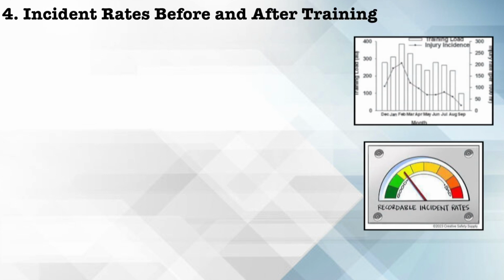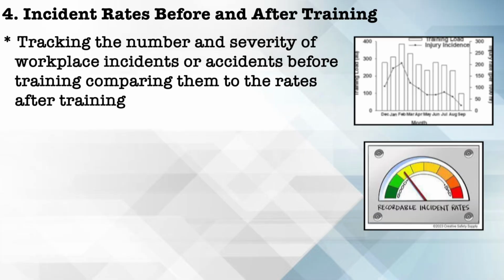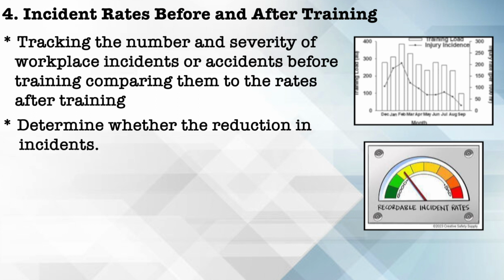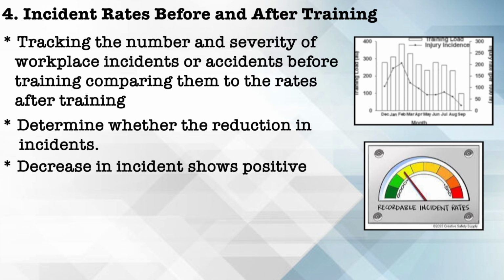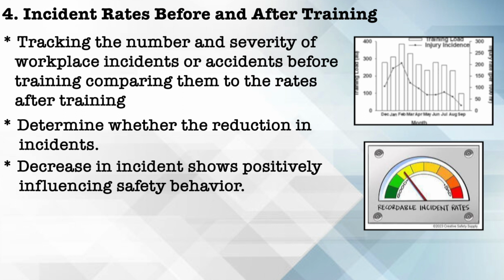Next one is incident rates before and after the training. It means measuring incident rates before and after the training is a tangible way to assess the impact of safety education by tracking the number and severity of workplace incidents or accidents before training and comparing them to the rates after training. Organizations can determine whether the training has contributed to the reduction of incidents. A decrease in incidents suggests that the training has positively influenced safety behavior.